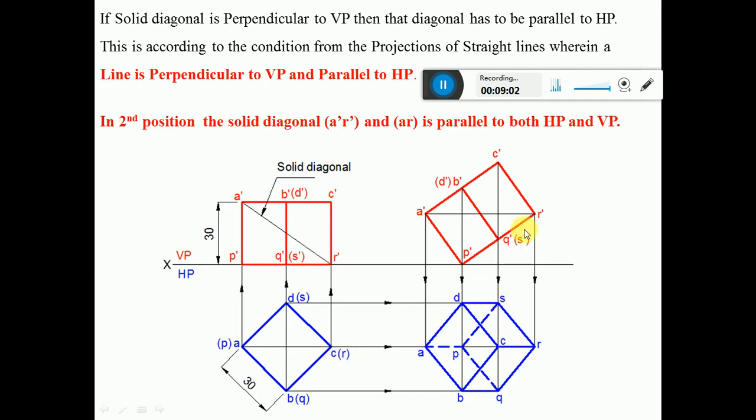Similarly, draw a vertical projector from R dash and draw a horizontal projector from R to intersect at this point R. Then join P to Q, Q to R, R to S and S to P with thin continuous line. Then join between A to P, B to Q, C to R and D to S with a thin continuous line. Now we need to write the visibility and invisibility.